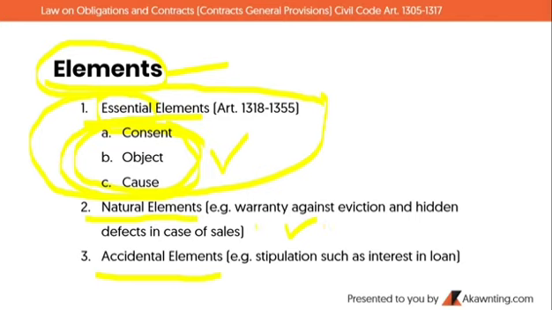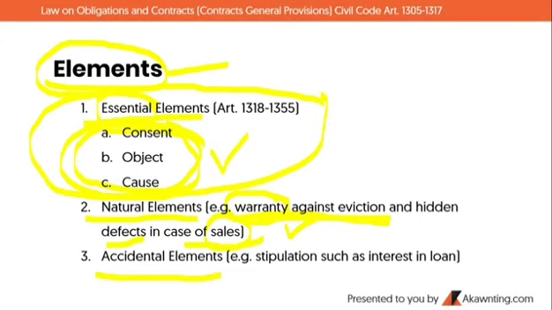So, for example, in a contract of sale, meron tayong natural elements such as warranty against eviction and warranty against hidden defects. So, itong mga warranties na ito, itong mga natural elements na ito, nag-e-exist siya at the moment na ma-form yung contract of sale. However, through the stipulation of the parties, pwedeng tanggalin yung mga elements na yan or yung mga specifically warranties na mga yan. Okay ba?